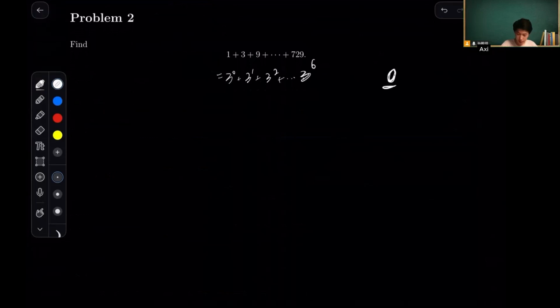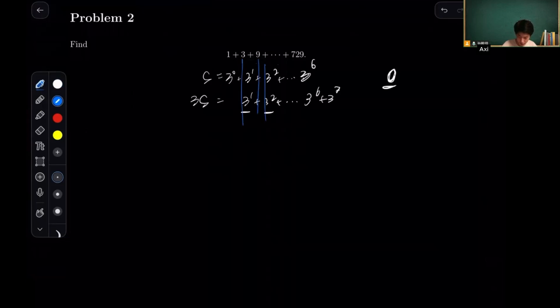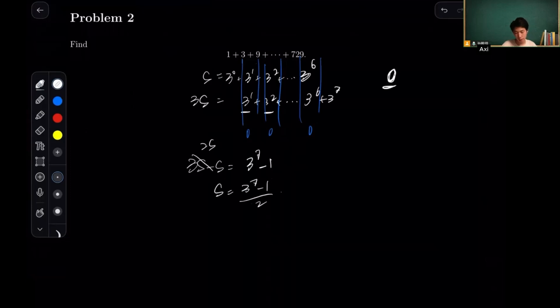So the way to go here is, suppose this value is s, then 3s would be this, because everything is going to be multiplied by 3, so the exponent is going to be added by 1. Then we gain a constant difference of 0 in every row. If we focus on them in every row, all of these have a difference of 0. Then that means 3s minus s would then be equal to 3 to the 7th power minus 1. Or this can also be written as 2s. So s is equal to 3 to the 7th power minus 1, divided by 2.